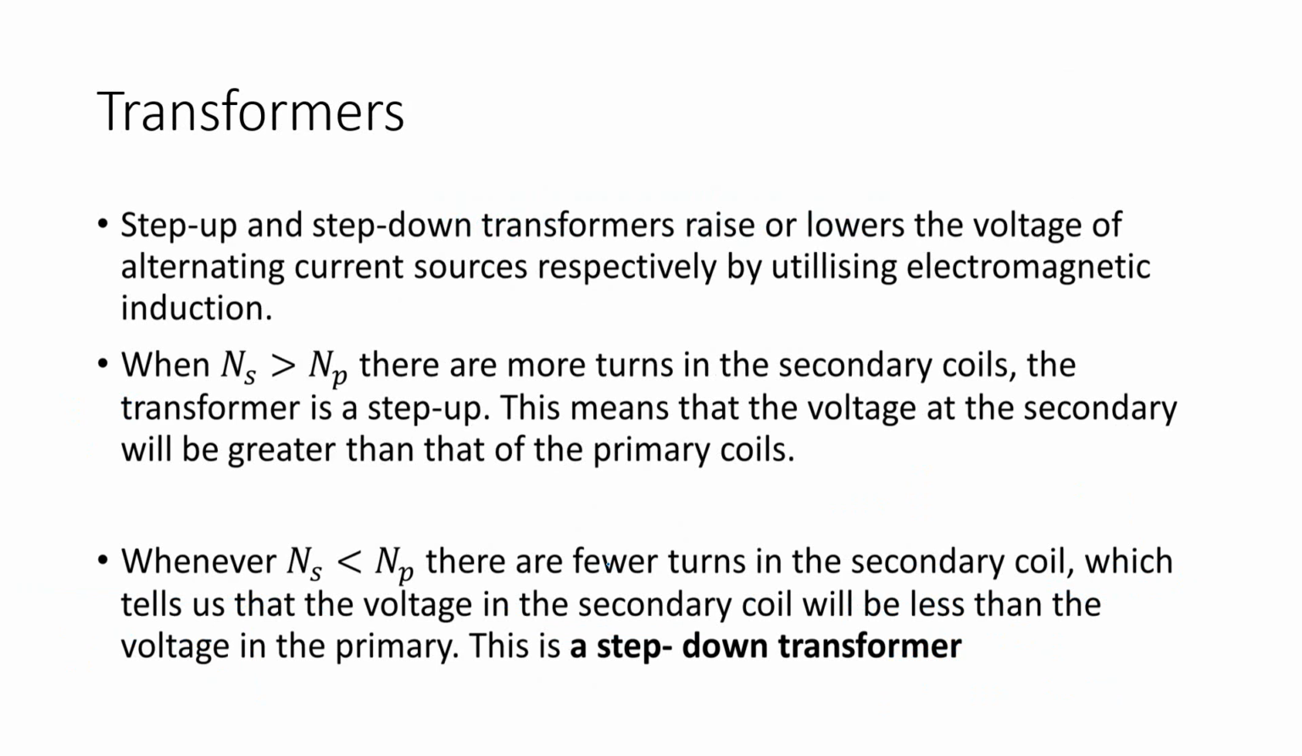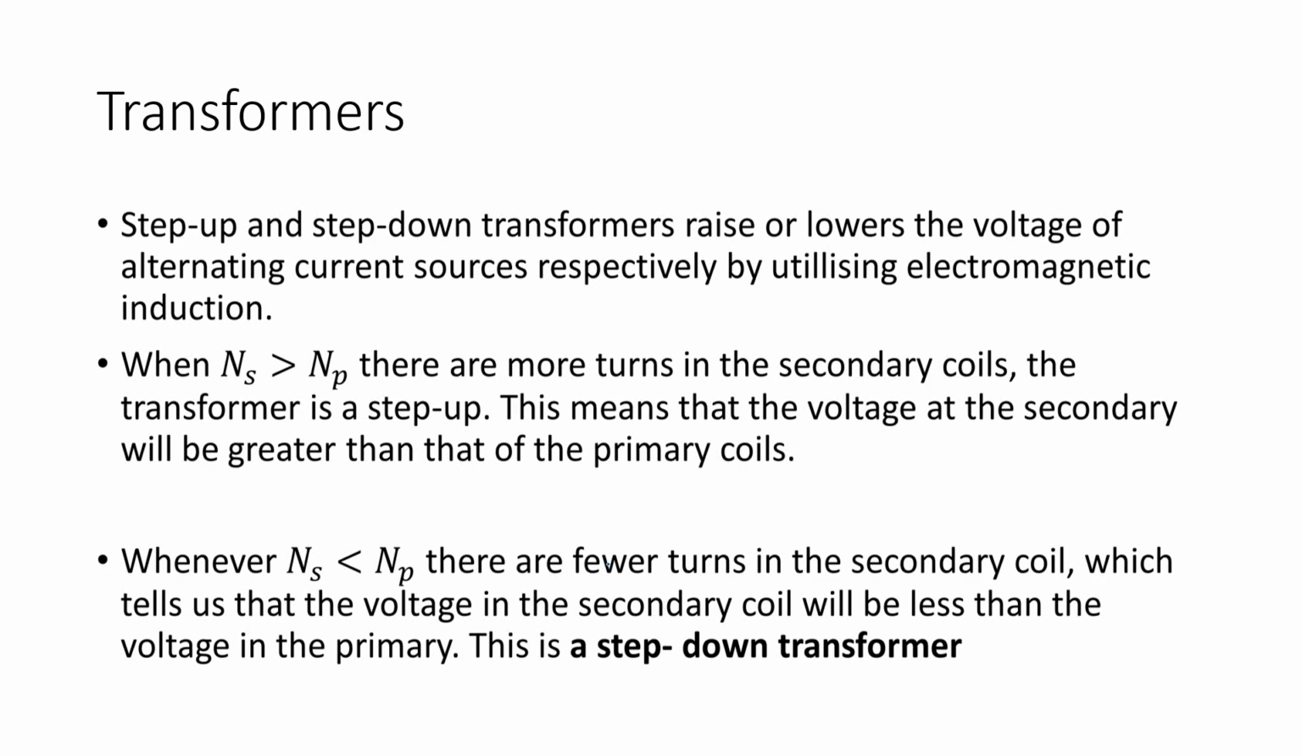Now there are different types of transformers, and this is where the fun comes into play. We have two specific types of transformer: a step up and a step down transformer. It says that a transformer does one of two things. It either lowers or raises the voltage of the alternating source respectively, by utilizing electromagnetic induction. So depending on certain things, it's going to vary. It's going to lower or raise the voltage.